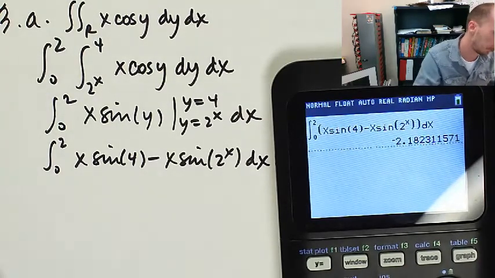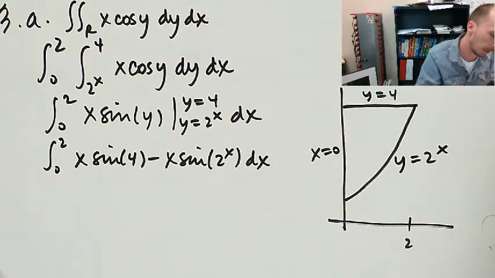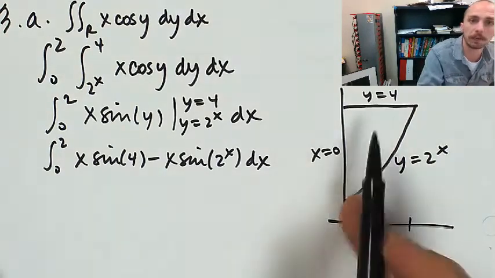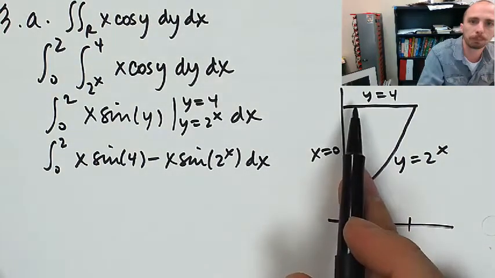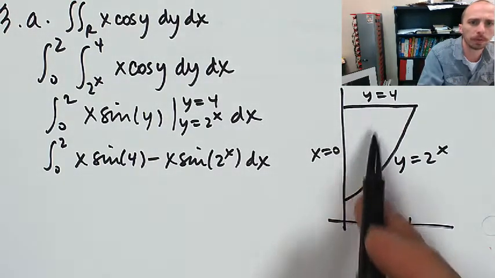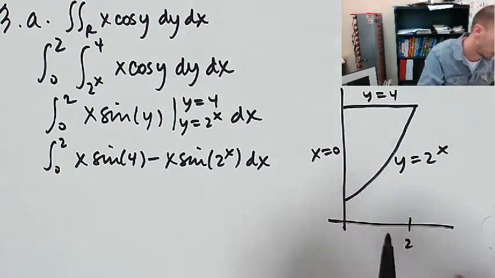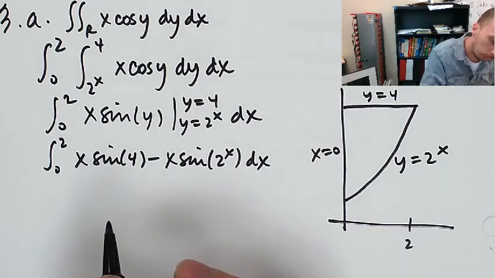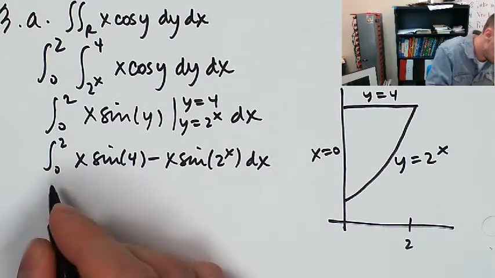And I feel like that's actually pretty believable because cosine y does eventually go negative after y equals pi. And yeah, so, you know, there's going to be some negative area. And yeah, I can see how that would happen. Okay. So negative 2.182.